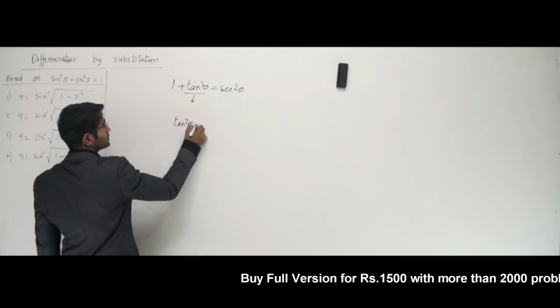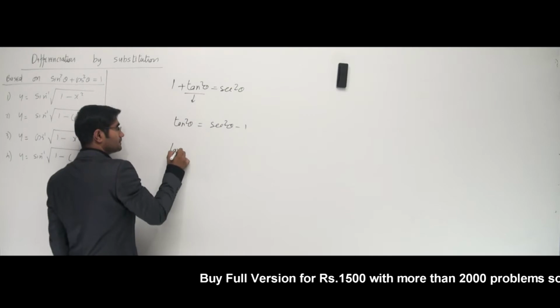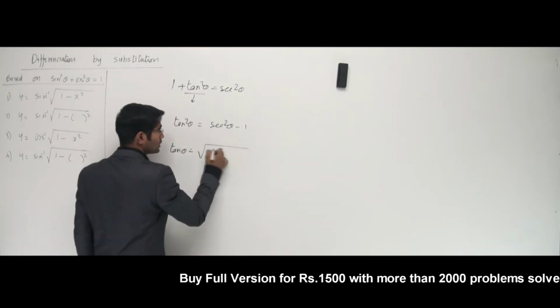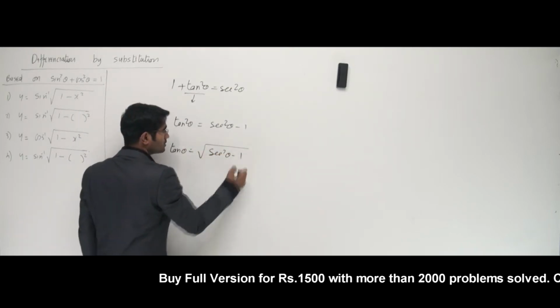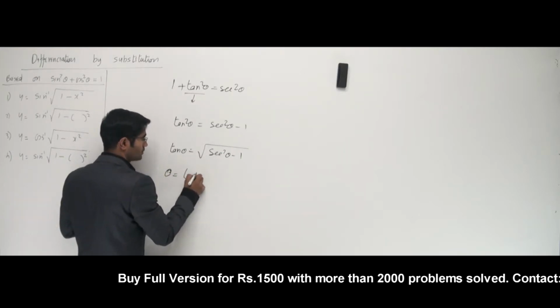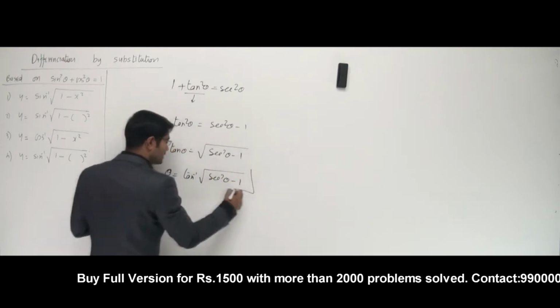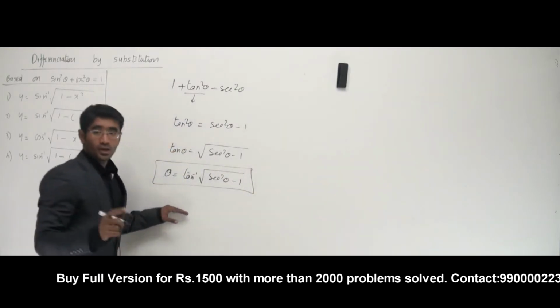Alright, so how they work basically is they separate tan squared. What is tan squared theta here? It is secant squared theta minus 1. Yes. Then what is tan theta? Tan theta is root of secant squared theta minus 1. Alright, so what is theta again? Theta is tan inverse of root of secant squared theta minus 1. See, this is how we can separate theta in one case.